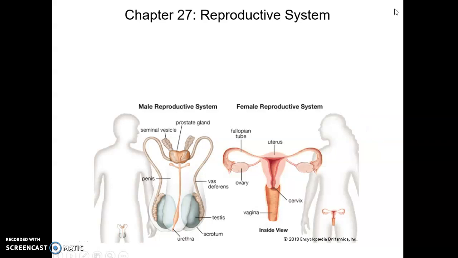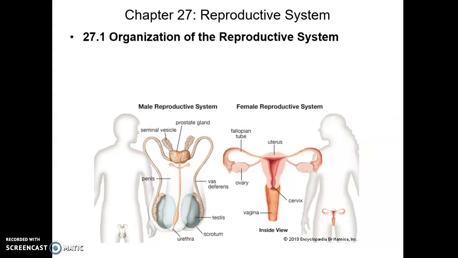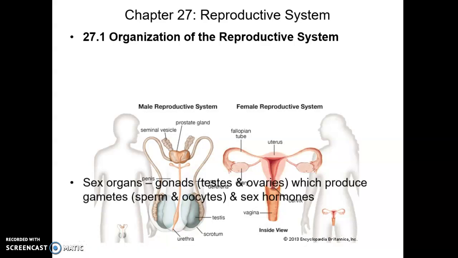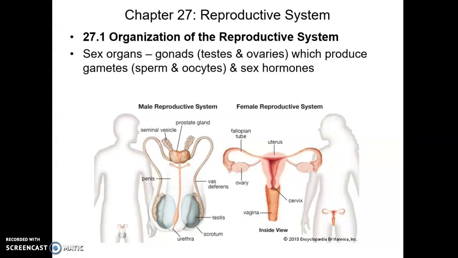Chapter 27, the reproductive system. So let's start by looking at the organization of the reproductive system and looking at the sex organs or the gonads. These would be the testes in the male and the ovaries in the female. Their function is to produce the gametes, sperm by the male, and oocytes, or ova, or eggs, by the female, and then the associated sex hormones.